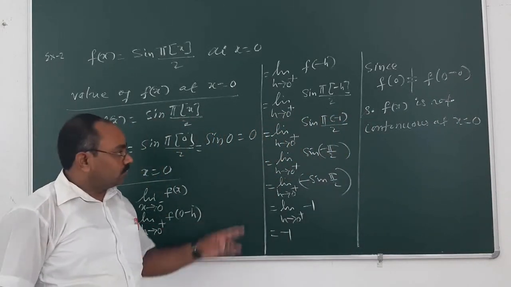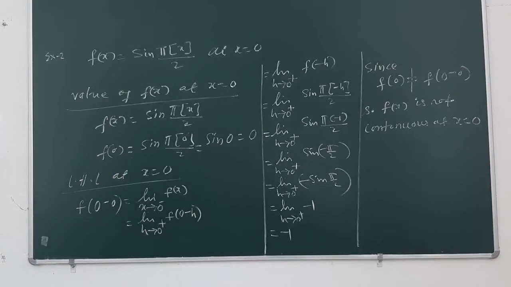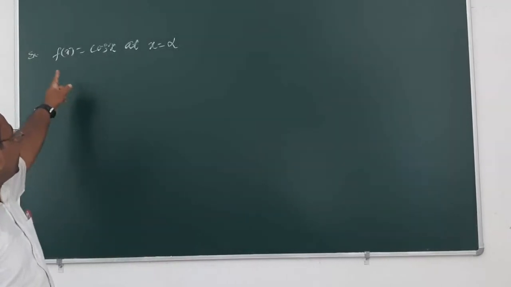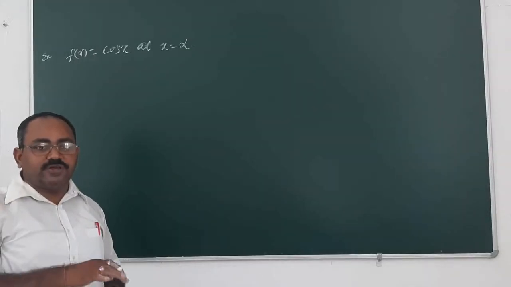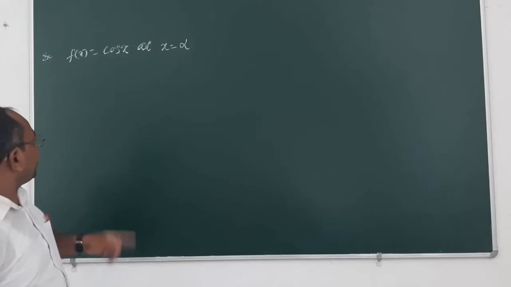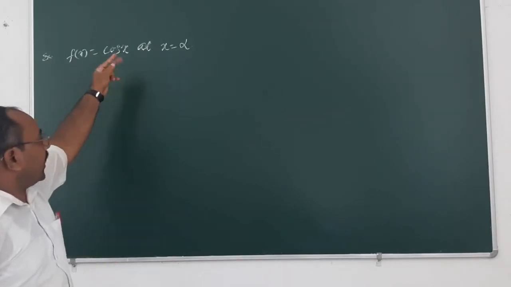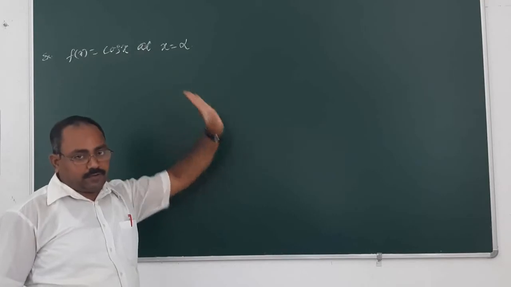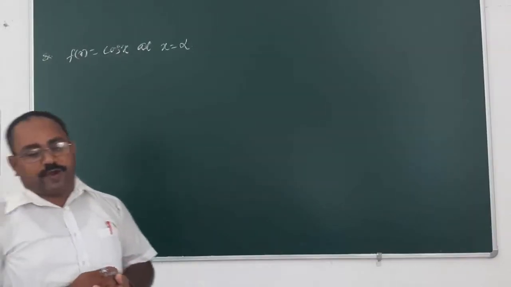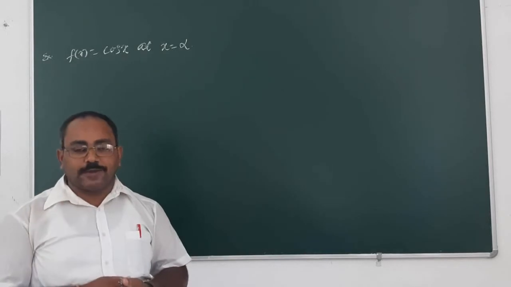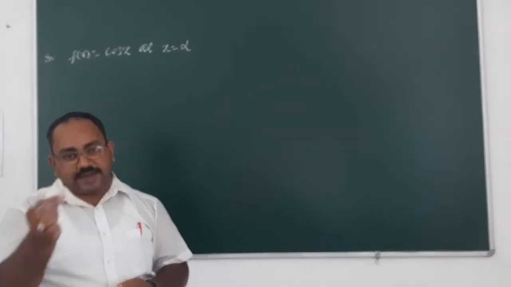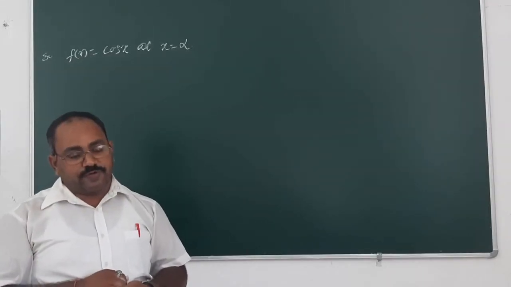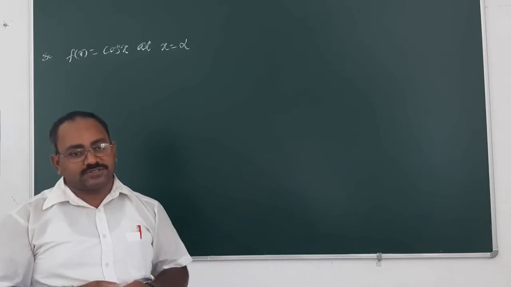Okay, look at this. Now to check continuity of the cosine function. Because the cosine function is defined for each x, we have to check continuity of f(x) equal to cos x at x equal to alpha. So for continuity we have to find three values: 1. Functional value, 2. Left hand limit, 3. Right hand limit. If these three are equal, then it is continuous. If any two are not equal, then it is discontinuous.